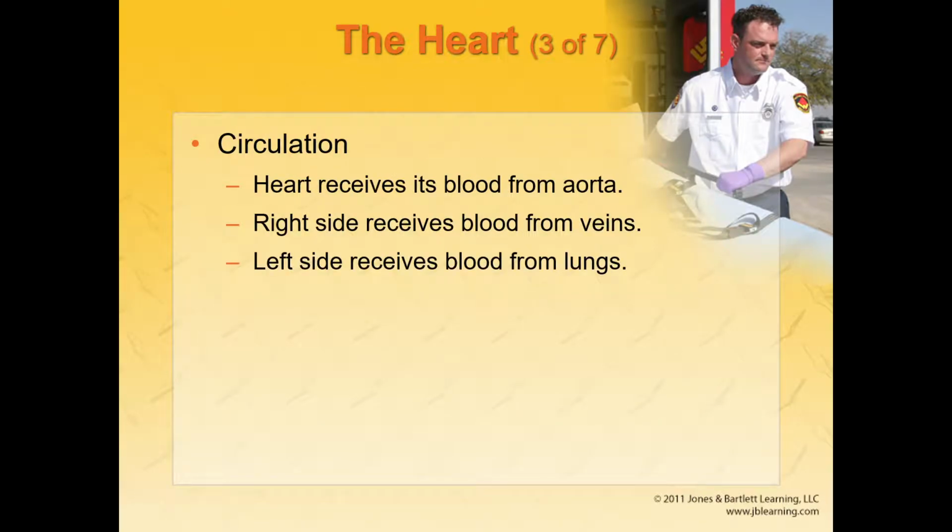So circulation. The right side receives blood from the veins. The left side receives blood from the lungs. And this says heart, but it's actually body. The body receives its blood from the aorta. That's the large vessel that carries oxygenated blood from the heart out to the rest of the body. So a little misprint there.